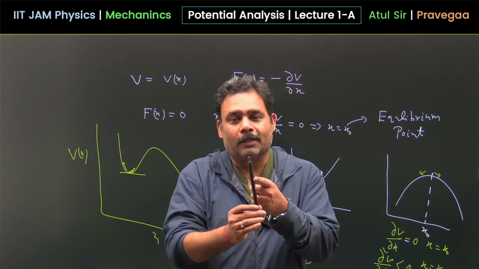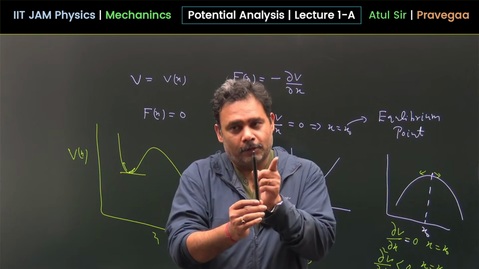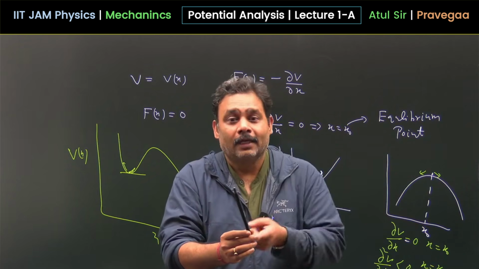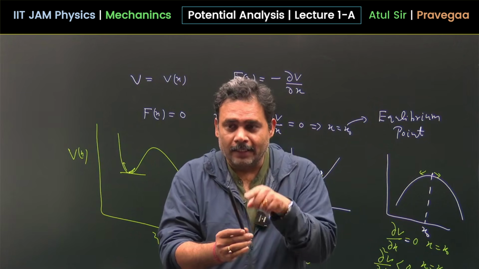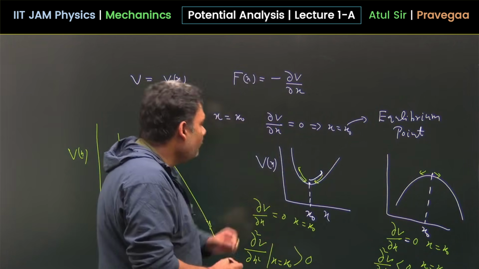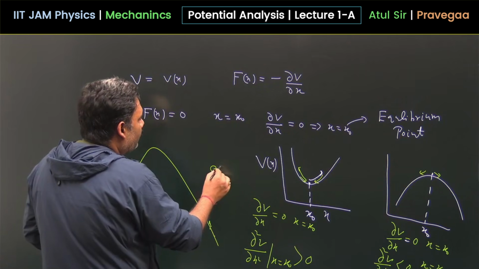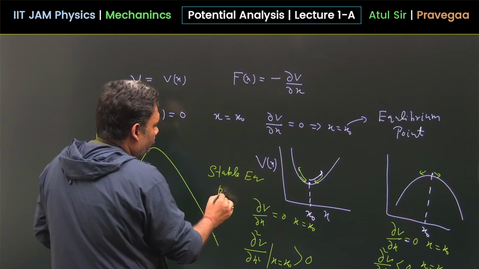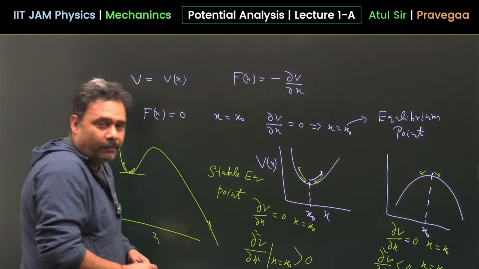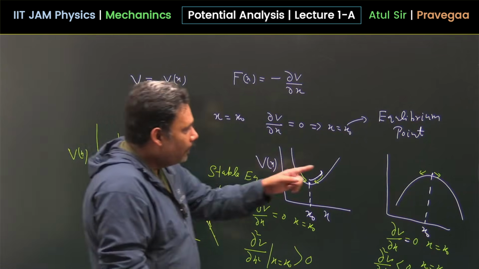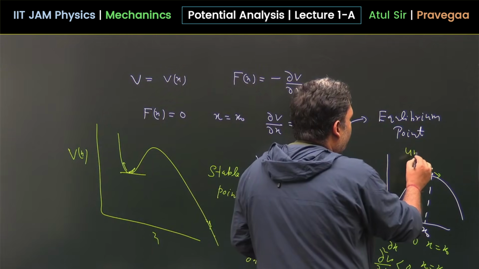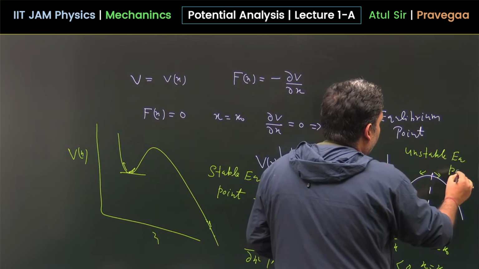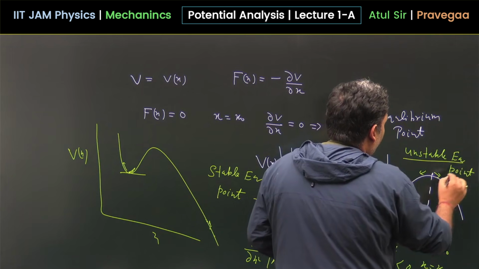But what will happen to this one? If you give a little bit of push towards left or right, it will just go round and round and round, it will never come back. Okay, so what will happen? The local minima is identified as a stable equilibrium point. And this point is an unstable equilibrium point.